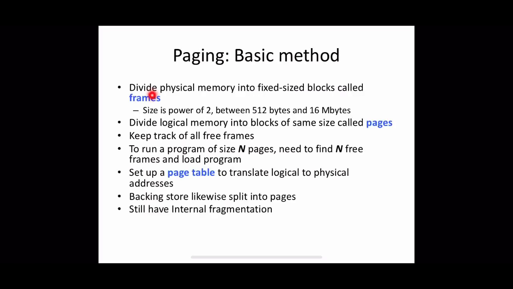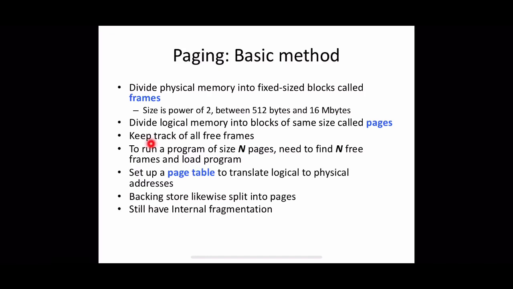As a first step, it divides the physical memory, that is the main memory, into fixed size blocks called frames. Typically, the size of a frame should be a power of 2 to make the address translation easier, and the typical size of a frame will be between 512 bytes and 16 megabytes. It will also divide the logical memory, that is our processes, into blocks of the same size as frames. These blocks inside a program or the logical memory are called pages. So pages and frames will be of the same size.